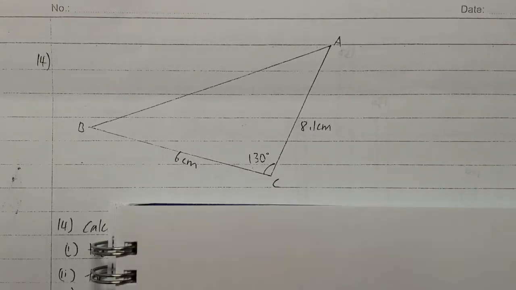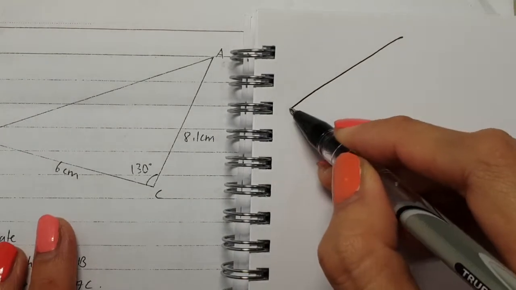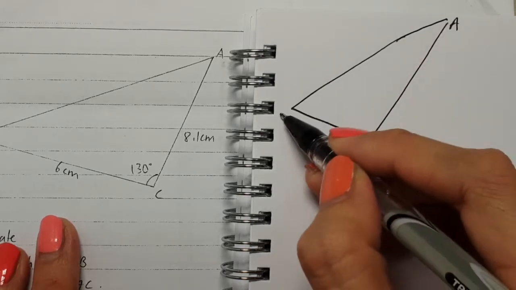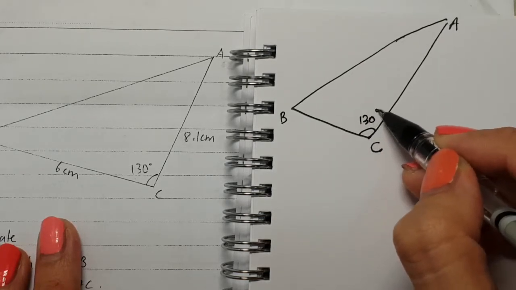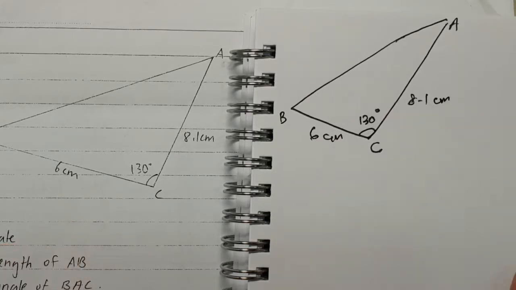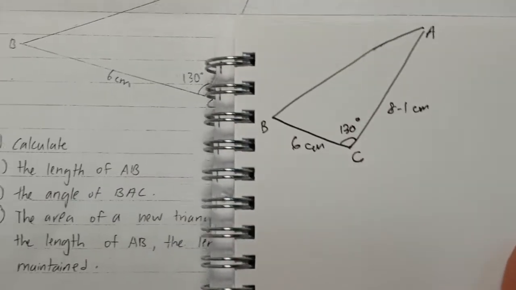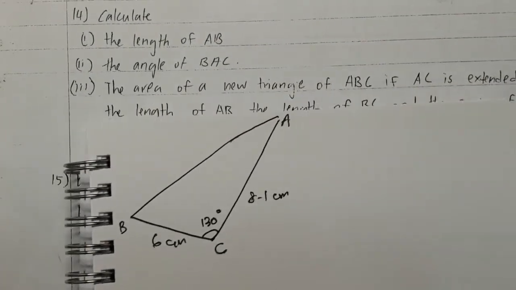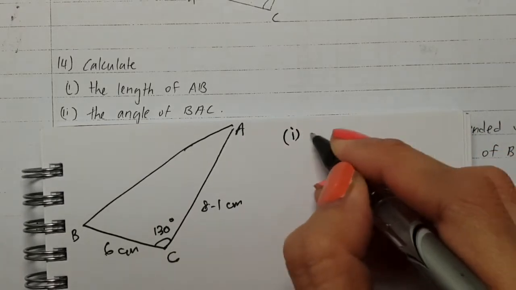Now, let me redraw so that I can scribble on my paper instead. So we have A, B, and C. This is 130 degrees, 8.1 cm, and 6 cm over here. So what we want now is the length of AB. It's over here. This is the first part, AB.